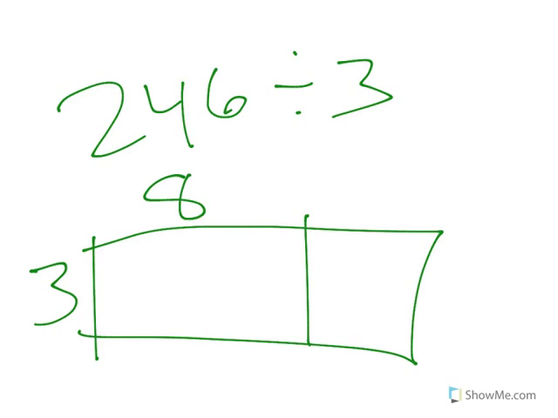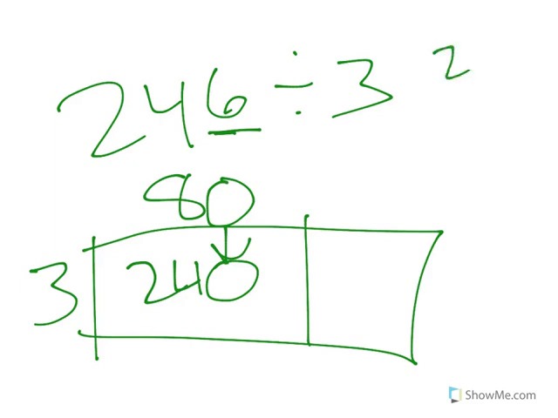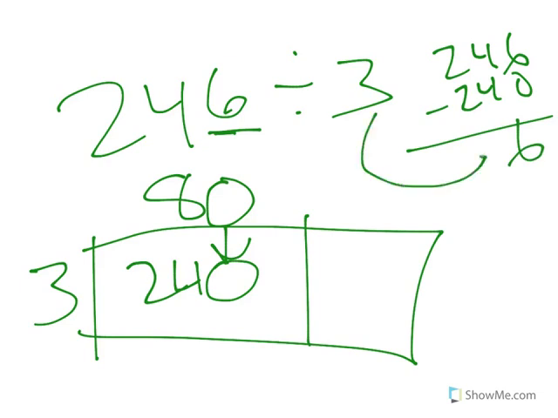3 times 8. But because this 6 is here, I've got to add a 0. So 8 times 3 is 24, and bring that 0 down. So 240. Now I do 246 minus 240, and I get 6. So 3 times what is closest to 6? Or 3 times what is 6? We know it's 2. 2 times 3 is 6.